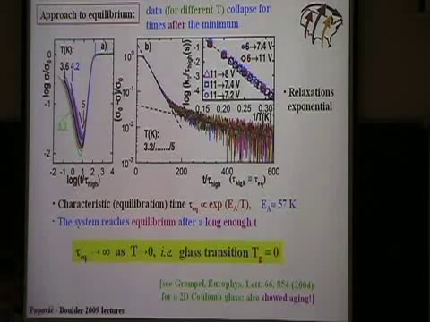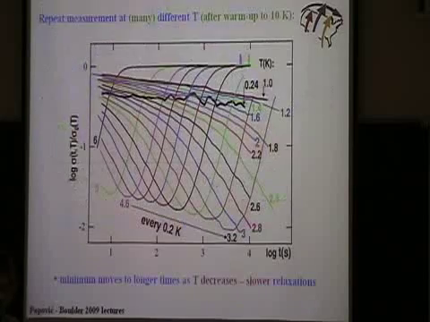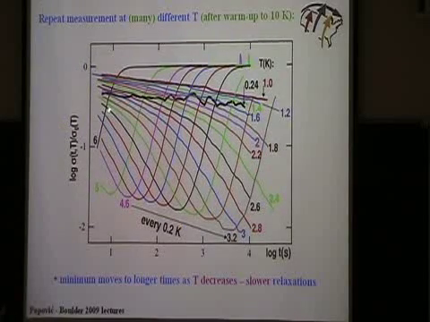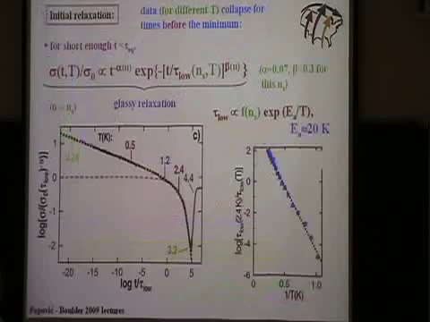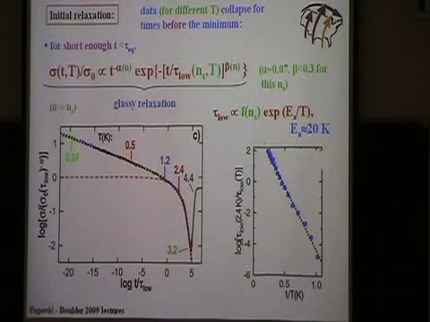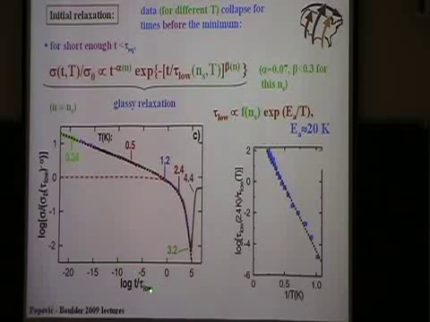So, okay, so this is the approach to equilibrium. Now we want to see how this initial relaxation takes place. So before the minimum, we want to see what happens at early times. Again, you notice the curves are similar, and you try to collapse them. It took a little bit more work, but we were able to collapse all the data for different temperatures over many orders of magnitude.